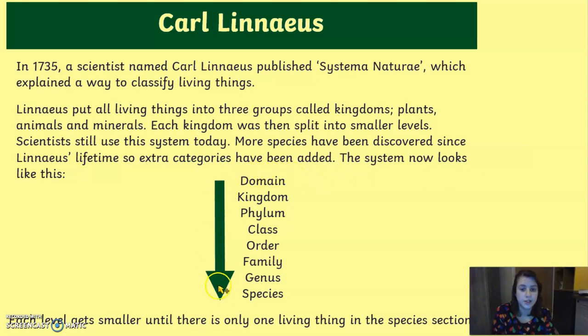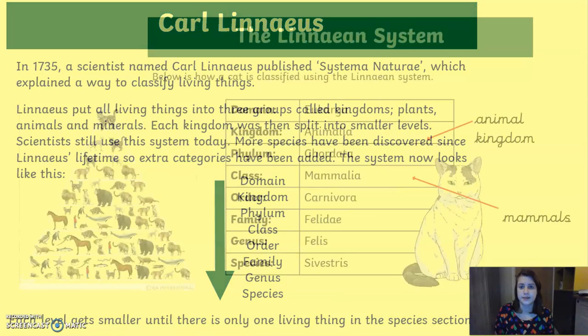Now, you don't need to worry too much about the fancy names of the scientific systems, but you just need to focus on the fact that it starts with one big group and then it splits down into smaller groups until you eventually end up with one thing. So each level gets smaller until there's only one living thing in the species section. So it gets smaller and smaller until you finally have one thing at the bottom. So like we looked at our sweets, for our animal, it always ended up with one animal as each option at the bottom, which is something that we're going to look at.